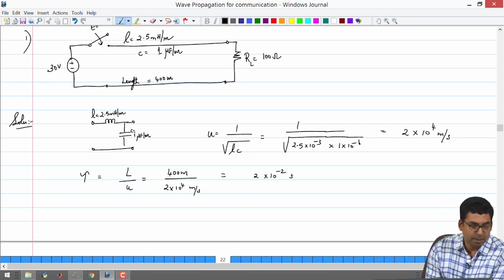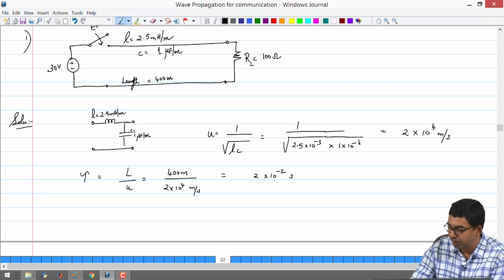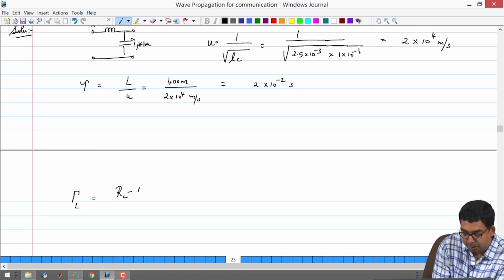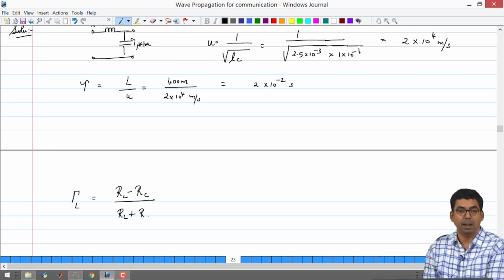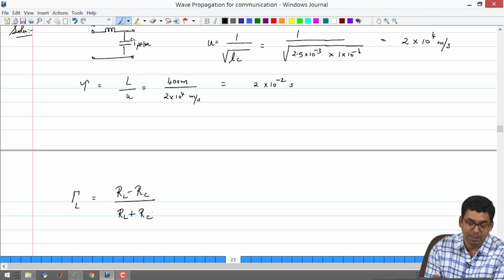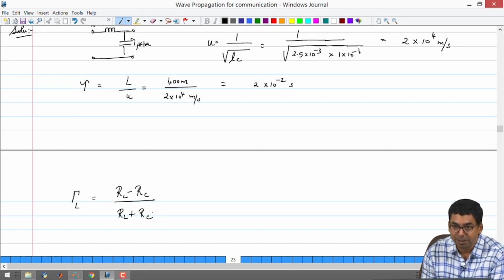And we can go ahead and calculate a few more things from whatever we know. Let's say that we want to calculate the load reflection coefficient gamma L. It's RL minus RC divided by RL plus RC. First of all, we need to estimate RC. The value of RC can be determined because we know the value of L and C. In this case, it is going to be 50 ohms. That's how I have made it.